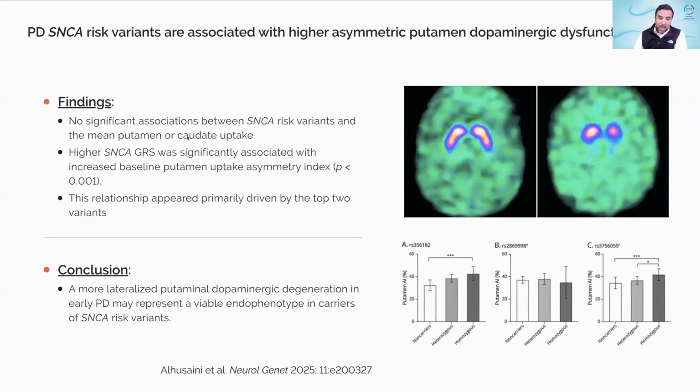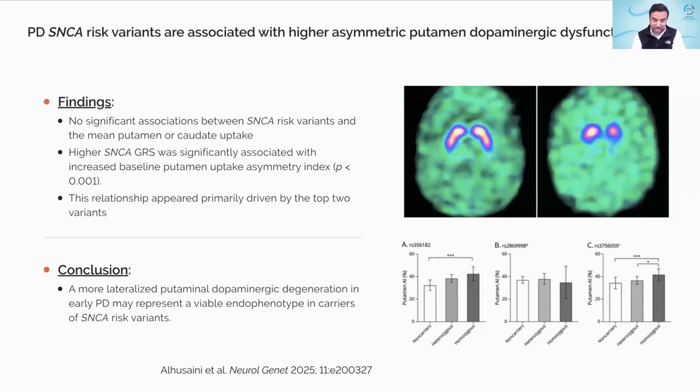So what we found is when we look at the mean uptake, we really didn't see any strong association. However, when we measured this asymmetry index, or the difference between the left and right, we saw a strong association with the genetic risk score for the alpha-synuclein, and this seemed to be driven mostly by the top 2 variants within the alpha-synuclein gene that I showed earlier. So our conclusion was that a more lateralized putamen dominant degeneration in early Parkinson's disease may represent a viable endophenotype in carriers of the alpha-synuclein gene.